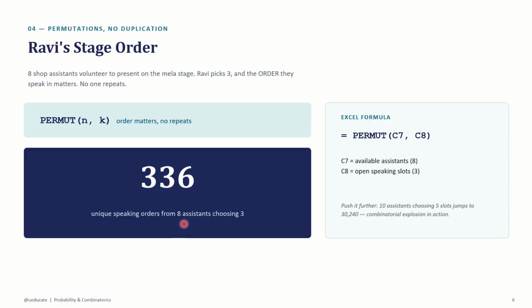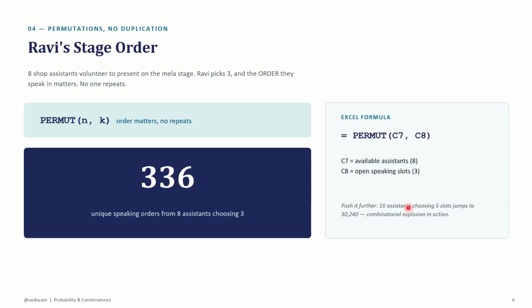So in Excel we have this formula, where we give the number of people available and the number chosen, and then we get the value of 336 with the given values. That's a lot of ways to arrange just 3 people out of 8.